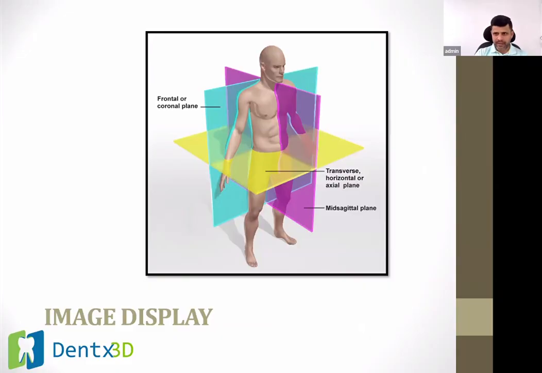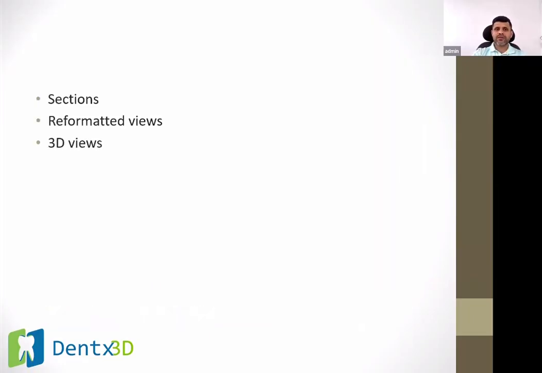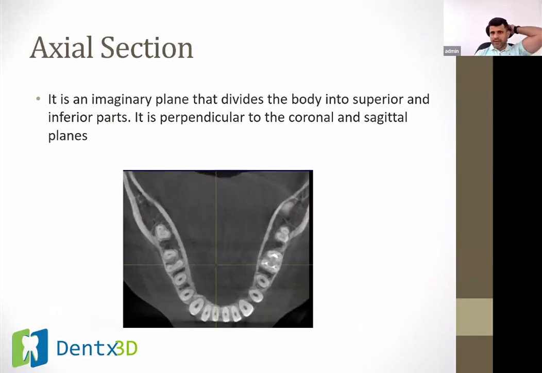So now we know how the structures appear, but where do we see them? There are certain planes, certain reconstructed views, and some three-dimensional views. The body is divided into three sections. First is the axial section, through the axis. Whenever we are seeing an axial section, it is like we are seeing from the top or from the bottom. This axial section is good to see the root canals, the number of root canals and the paths they travel, and also to measure the width of the alveolar bone.